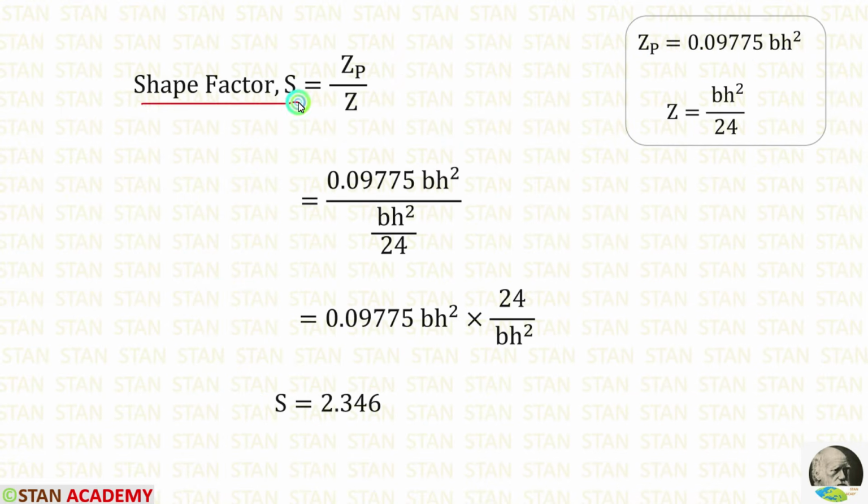Now let us calculate the shape factor. We have already calculated ZP and Z. We can apply both of the values. After multiplying these two values, we are getting S is equal to 2.346. We can eliminate BH square and BH square. After multiplying these two values, we get S is equal to 2.346.